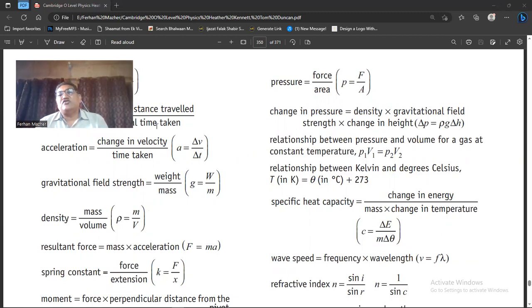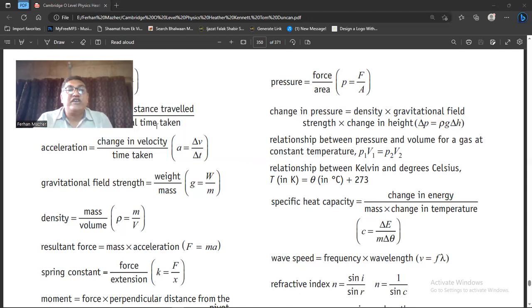Change in pressure, and we are talking about some fluid like liquid or gas, is equal to density multiplied by gravitational field strength multiplied by change in height. So the pressure of a liquid or a gas can be found by delta p is equal to rho g delta h, where rho means the density of that liquid or that gas. g means the gravitational field strength, which is normally on the earth 9.8 Newton per kg.